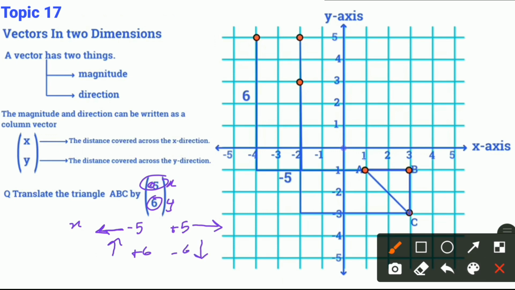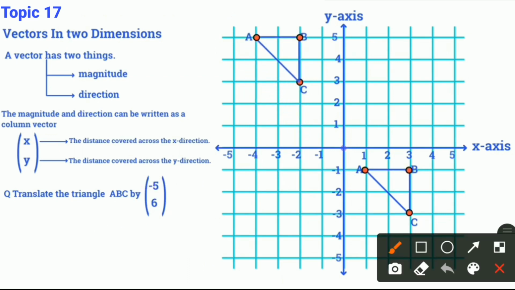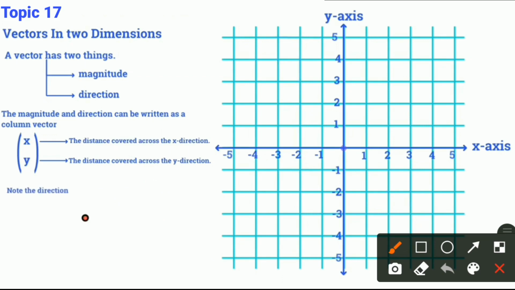So it's the same thing here: we have A, B, C, and A needs to go left 5 times, 1, 2, 3, 4, 5, and it needs to go upward 6 times because it is positive, so 1, 2, 3, 4, 5, 6. Same thing applies for B and C, 5 times left and 6 times up. It depends on the sign. This is how you translate the points, so you need to understand the direction.